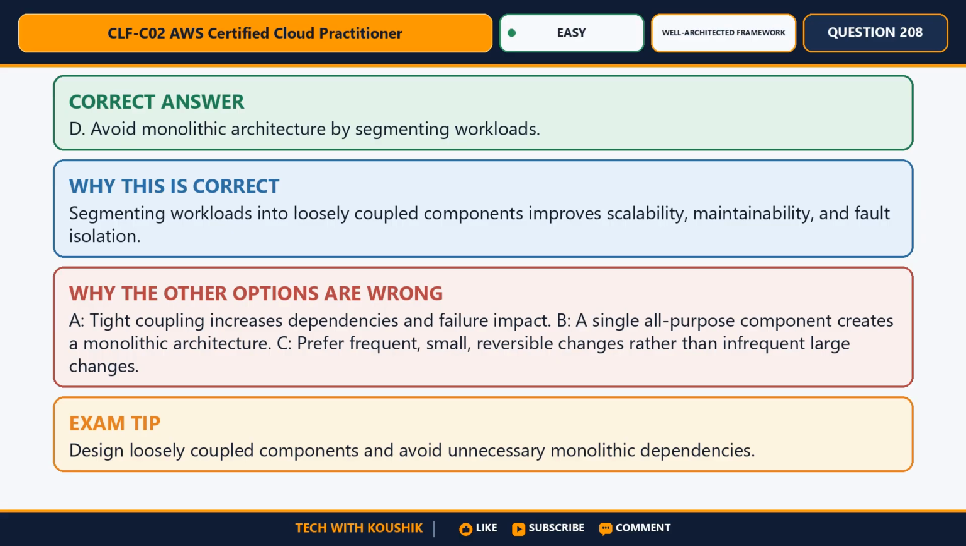A. Tight coupling increases dependencies and failure impact. B. A single all-purpose component creates a monolithic architecture. C. Prefer frequent, small, reversible changes rather than infrequent large changes. Exam tip. Design loosely coupled components and avoid unnecessary monolithic dependencies.